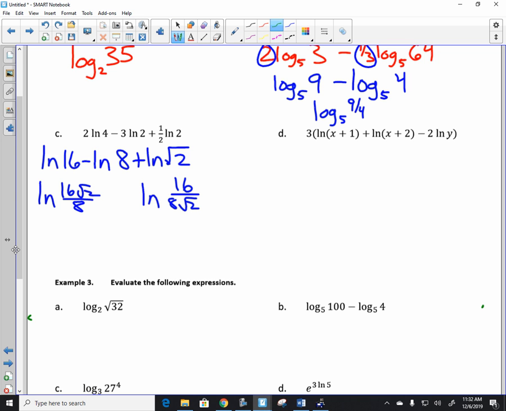Folks, watch. Positive or negative? If it's positive, it's going to be in the numerator. If it's negative, it's going to be in the denominator. Got it? Becomes the natural log of 2 roots of 2. Done.